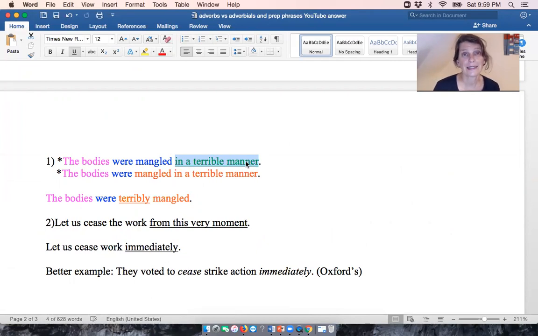So if we want to replace that by an adverb, that works. So this is functioning as adverbial. We have a prepositional phrase functioning as adverbial, and it can be replaced by an adverb functioning as an adverbial modifier. So in this case, this wouldn't be an adverbial. It would be an adverb, a modifier of the participle. This raises a big issue that I cannot tackle now, but I'm very willing to tackle it in another video if you're interested. Anyway, we can say the bodies were terribly mangled.